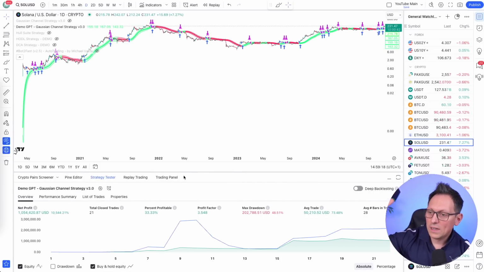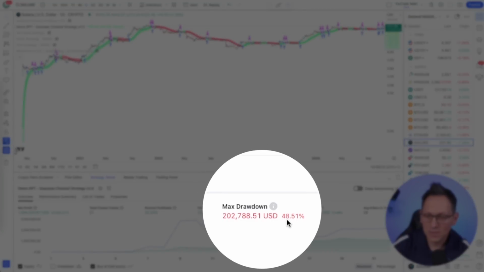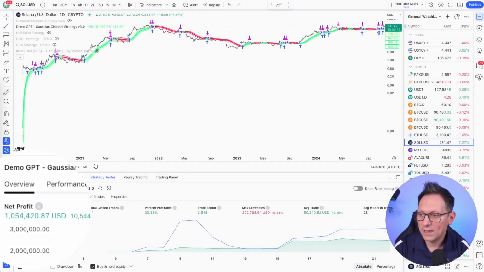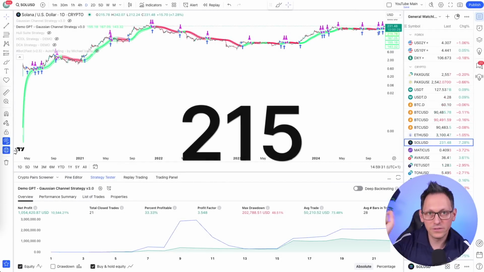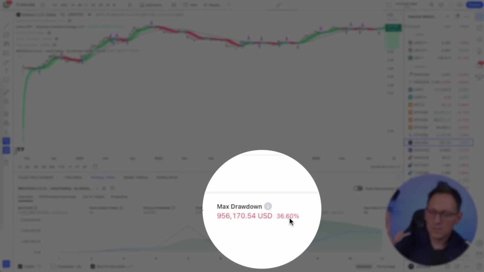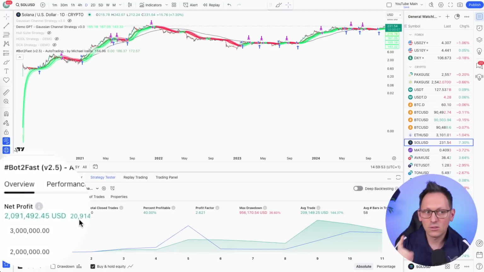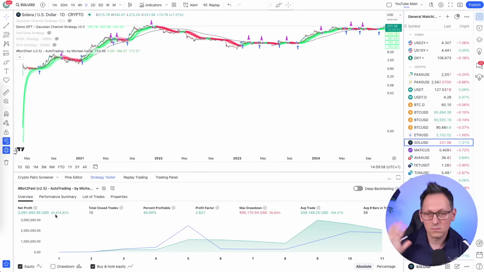So let's go to Solana. This is the improved Gaussian channel strategy, almost 49% max drawdown with 10,544% net profit. The factor, by the way, I will put it here on the screen, is 215. And let's go to my strategy. We have a max drawdown of 37 and a net profit of 20,914. The factor, again, I will put it here on the screen, is 565. Okay, that's a different universe. And that's why you need a strategy that is robust.